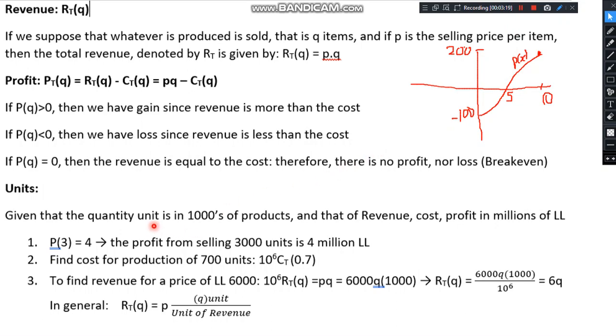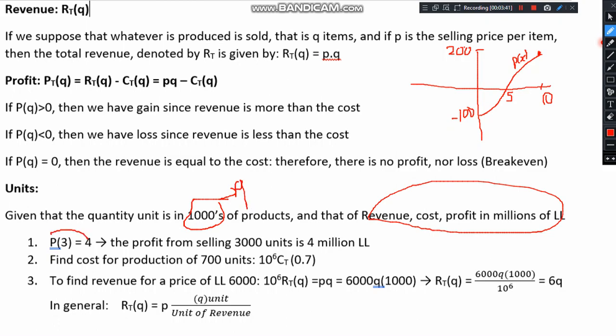Units are very important, so do not mix them up. The quantity Q is in thousands of products, and revenue, cost, and profit are in millions of Lebanese lira. For example, what does P of 3 equal to 4 mean? P is the profit, and 3 means 3,000 units, not 3 products. Because profit is in millions, we say 4 million. So the profit from selling 3,000 units is 4 million.